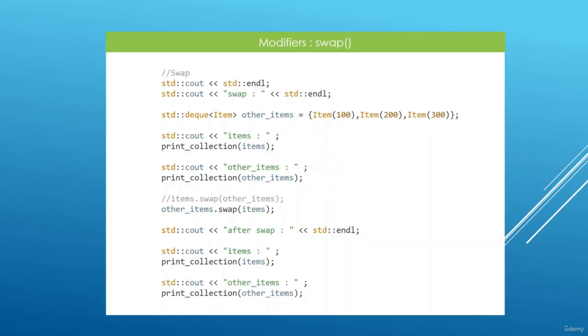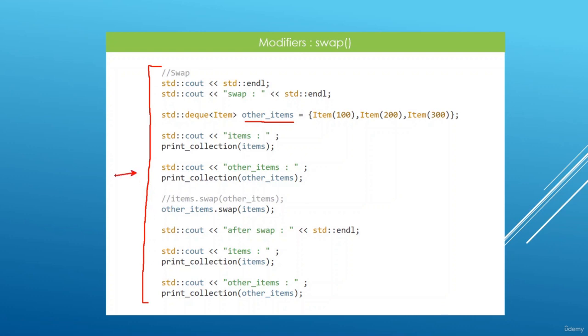And we have a modifier method we can use to swap elements between Deque collections. So we can set up a collection called other items, and we can call the swap method to swap this container with another container. And when you do this, they are going to exchange data. And this is something you might want to do in your C++ program.